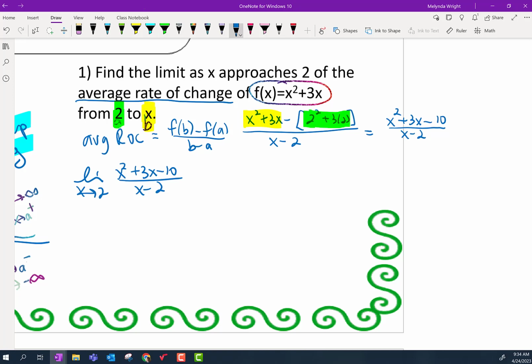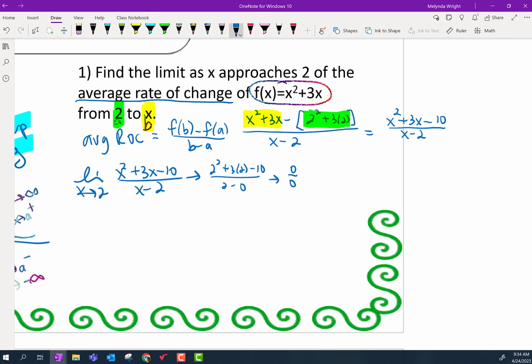So what's my first thing? Doing it algebraically, I plug in the 2. And I get 2 squared plus 3 times 2 minus 10 over 2 minus 2. That's what I get. So I do my arithmetic. So that's what, 4 plus 6, that's 10 minus 10. I get 0 over 0. That is type 2, and the most common type that we will encounter.